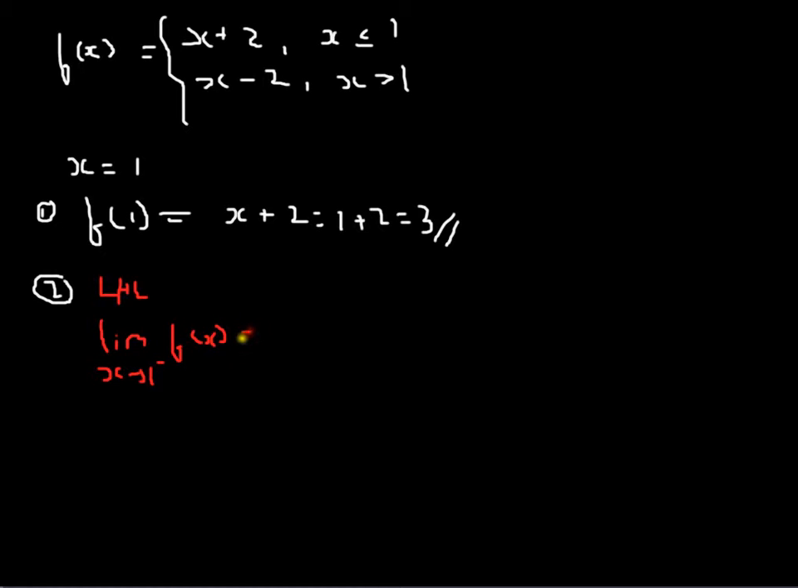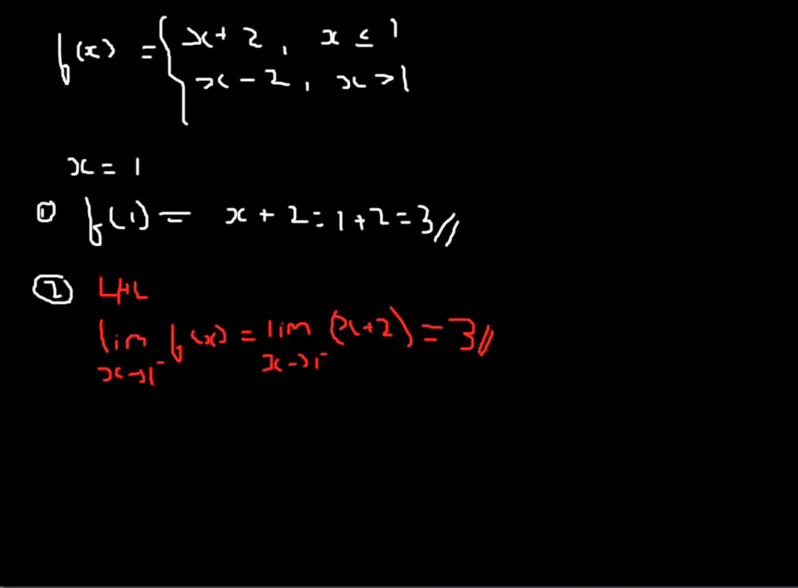And now for x smaller than 1, the value is x plus 2. So you put limit x tends to 1 minus of x plus 2, which is again equal to 3, right?